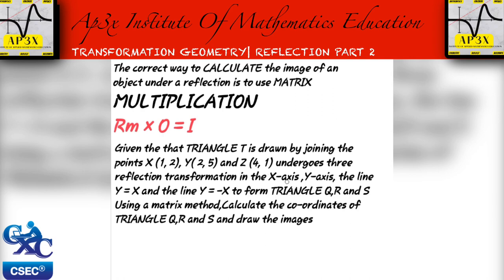of course, one in the x-axis, one in the y-axis, one in the line y equals x, and one in the line y equals negative x. I made a mistake here by saying it's undergoing 3. It should have been 4 transformations.